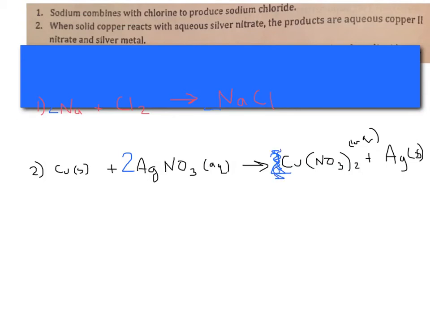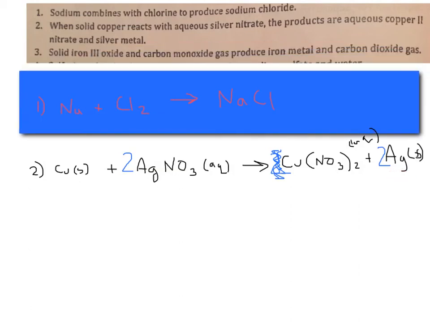So now we have 2 silvers and 2 nitrates, which means our silver now needs 2 in front of it. So now we have 1 copper, 2 silvers, 2 silvers, 2 nitrates, 2 nitrates. I believe this one's balanced. When we read this, sometimes we'll say it like this: 1 mole of copper reacts with 2 moles of silver nitrate to yield 1 mole of aqueous copper nitrate and 2 moles of silver precipitate. Perfect. That's the other skill we do need.